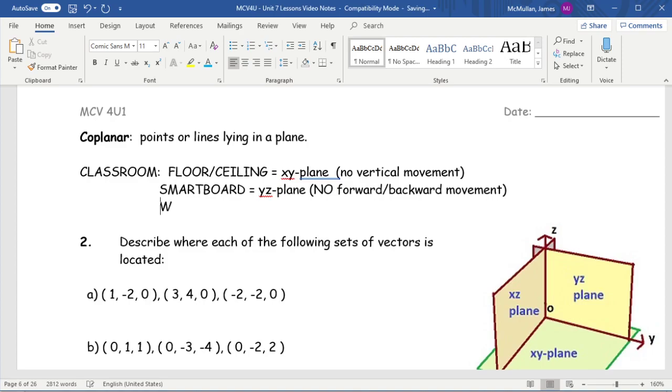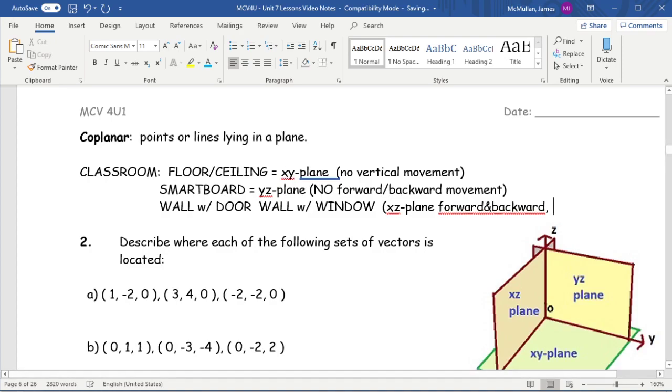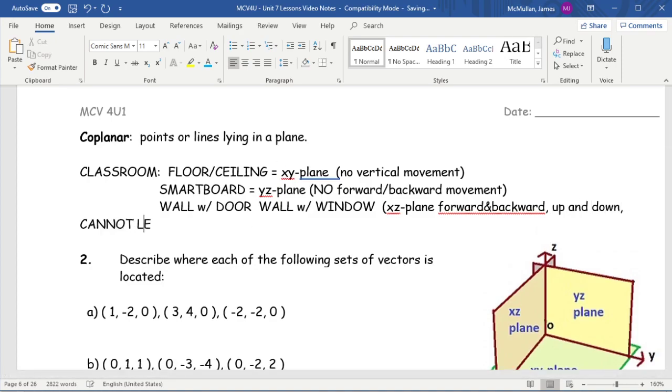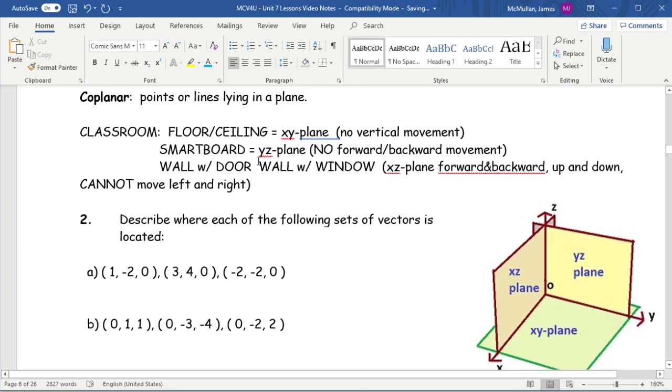Finally, you have the wall with the door or the wall with the window. In our case, for this year anyway, the door is on our right and the window is on our left, but it doesn't matter. Both of these are the same plane. They are the XZ plane. You can move forward and backward. You can move up and down, but you cannot move left and right, because if you move left and right, you wouldn't be on that plane anymore. Okay, so that's the way I try to think of this.